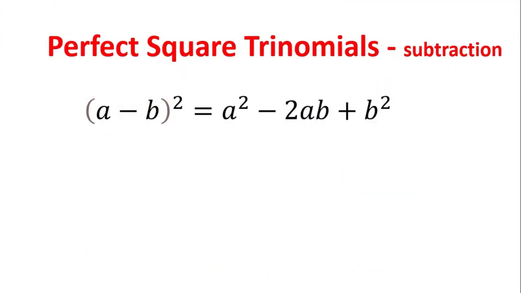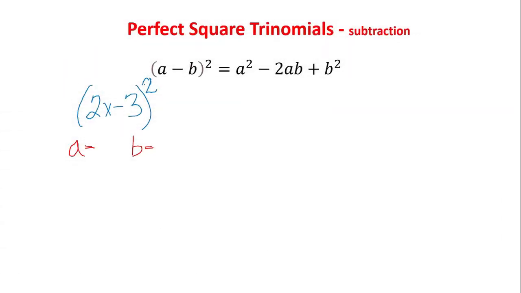Perfect square trinomial for the subtraction formula is a minus b squared equals a squared minus 2ab plus b squared. You'll get the same result as if you were to FOIL a minus b times a minus b. But with the formula, you just plug in the values for a and b and you'll get the same answer.